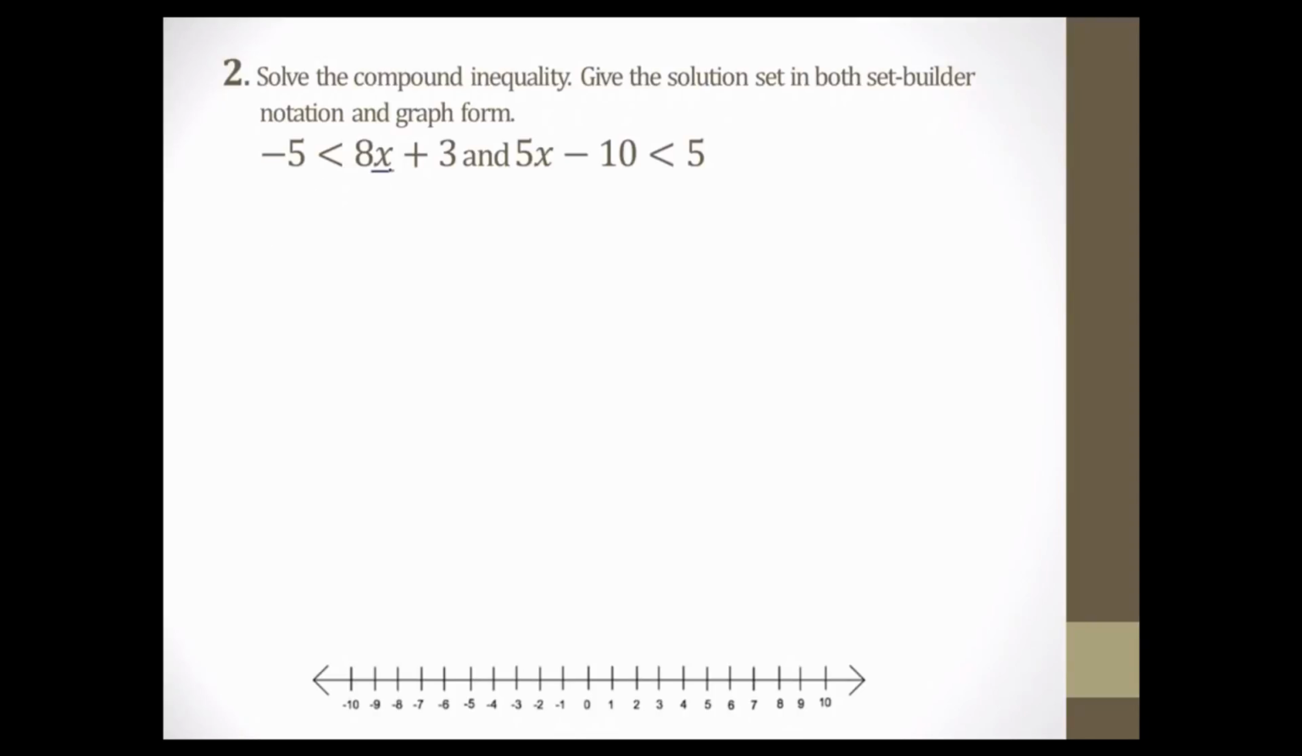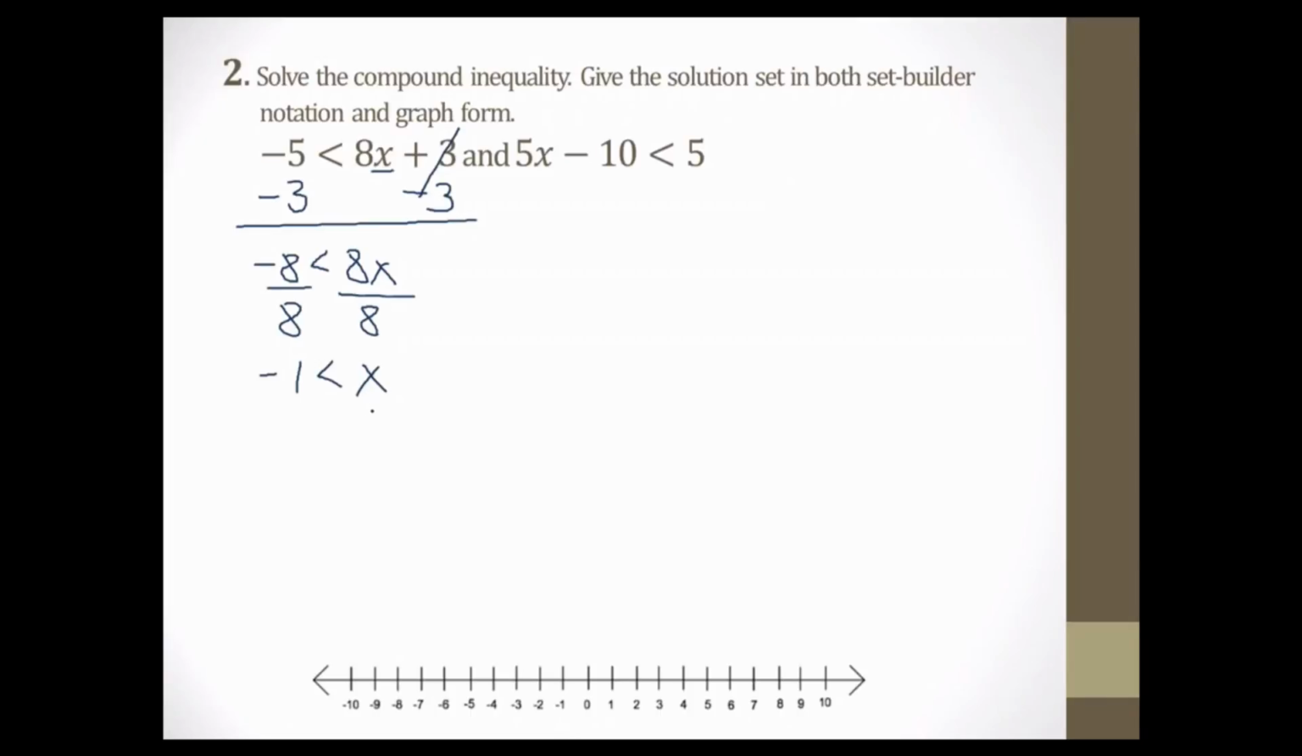So basically we are solving for x, so I'm going to move the 3 first by subtracting 3 from both sides. And negative 5 minus 3 gives me negative 8. And then I have 8x left, and this became 0. Okay, my last step to get x by itself is dividing by 8 on both sides. So negative 8 divided by 8 is negative 1. And 8 divided by 8 is just 1. So my x is by itself.